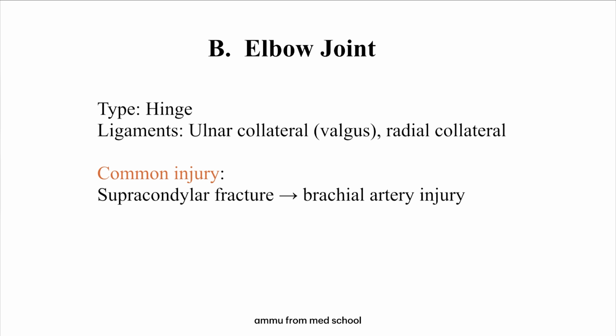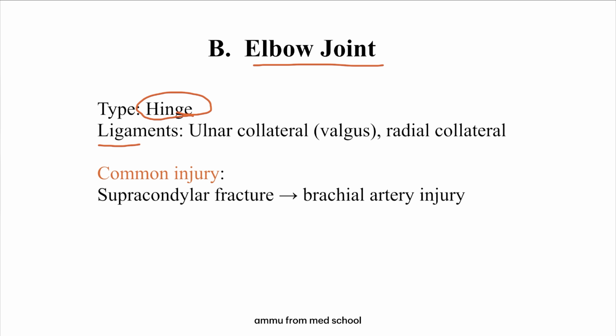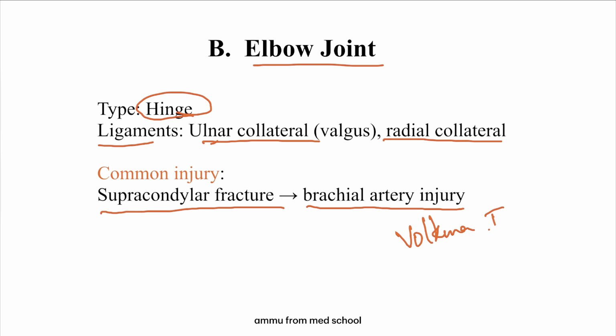Moving on to the elbow joint, the type of the joint is hinge. Now in the hinge joint, the ligaments are ulnar collateral and radial collateral. You have the ulnar and radial bones respectively, and ulnar collateral and radial collateral. The common injury is supracondylar fracture, which causes brachial artery injury. We have seen before, that leads to Volkmann's ischemic contracture. I've shown you the picture also previously.